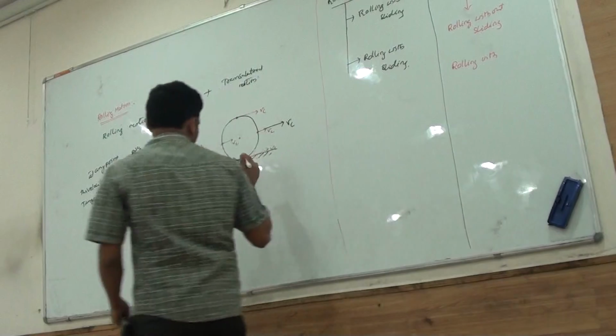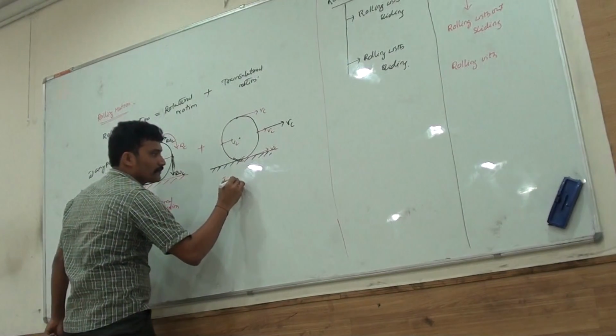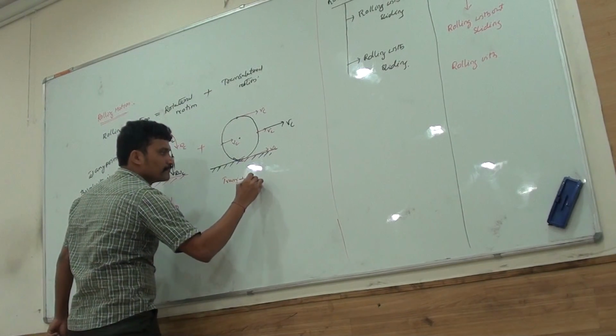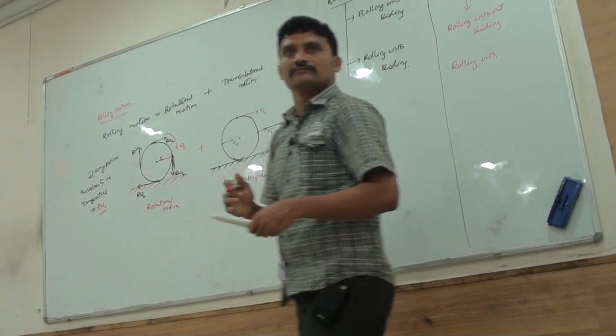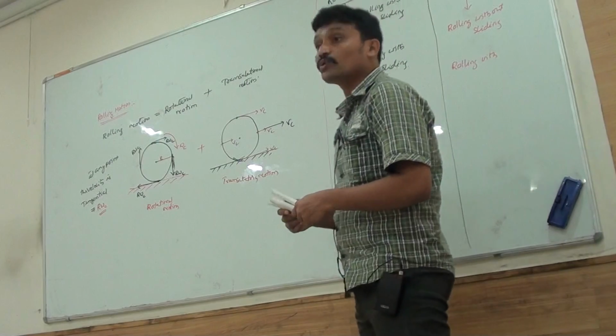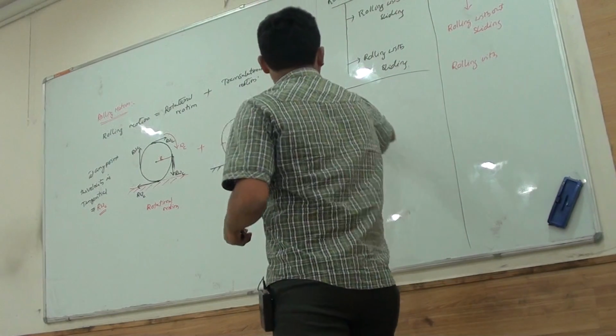This is called translational motion. If you combine both, that is called rolling motion. Now let's observe what's happening here.